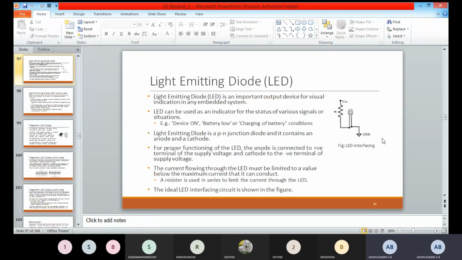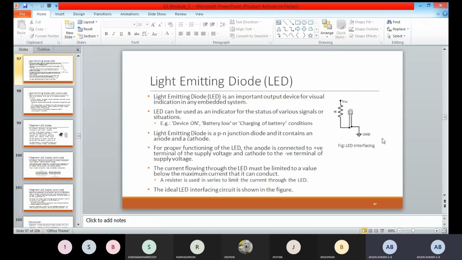Another way means the negative terminal, the cathode terminal, is directly connected to the port terminal of the LED. And then the positive terminal, the anode terminal of the LED, should be connected to the supply voltage through a resistance. Okay, there's a current limiting resistance. This is the two-way. Two ways we can connect the LED to the microcontroller or microprocessor.